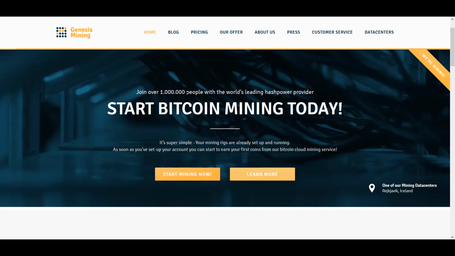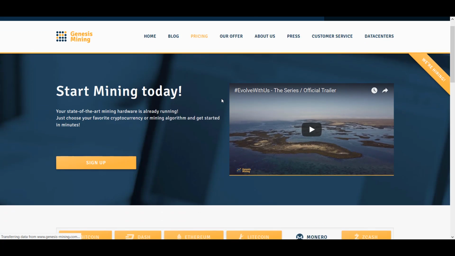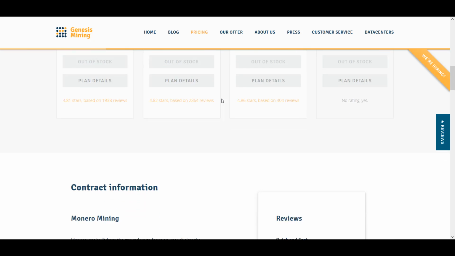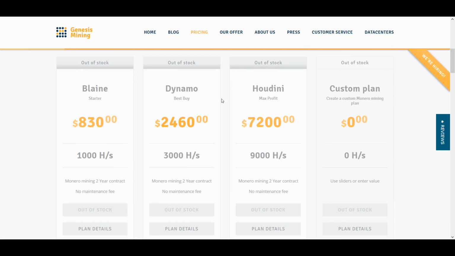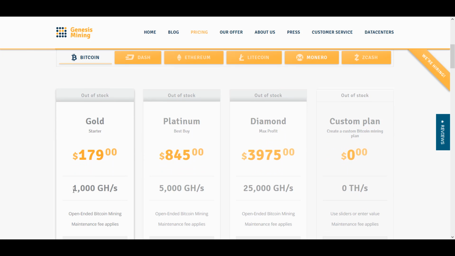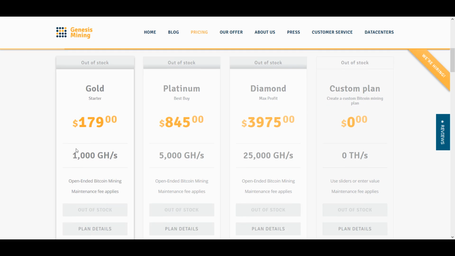With Genesis, your contracts are open-ended. They're not going to show pricing, I don't think. Yeah, they're not. Let's see, Bitcoin. So it was 179 per 1,000 gigahash, or terahash, last time. They are currently out of stock, as you can see. This is a lifetime, what they call an open-ended Bitcoin mining contract.